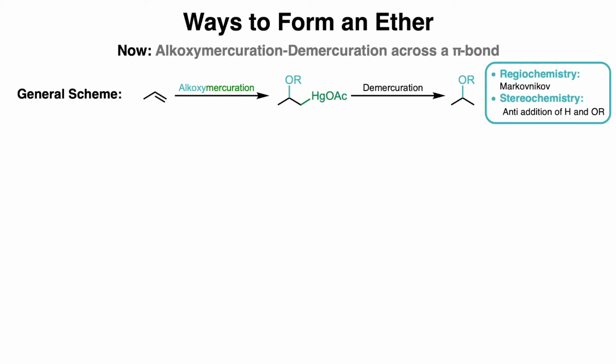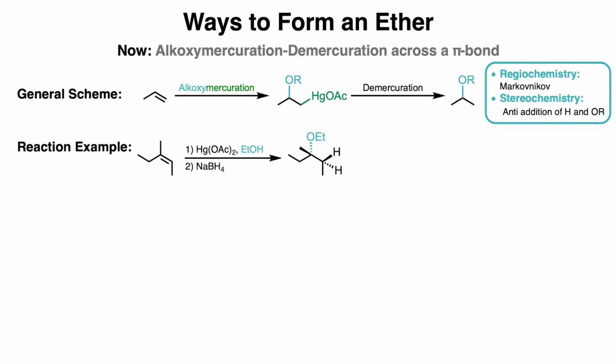Now we're going to learn about alkoxymercuration-demercuration across a pi bond in order to form an ether. The general scheme is super similar to the last reaction, except instead of using water as our nucleophile, you can use any alcohol such as methanol or ethanol to form an ether. This reaction still follows Markovnikov's rule and is anti-addition of the H and OR groups, just like oxymercuration-demercuration. And the mechanism is also super similar as well.